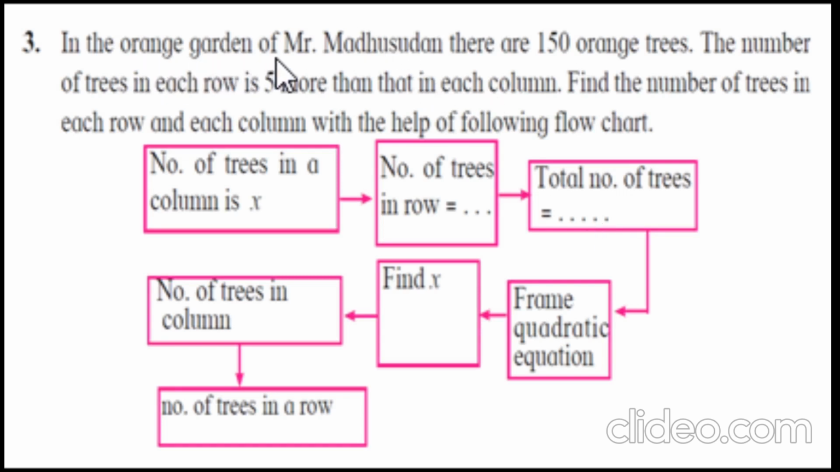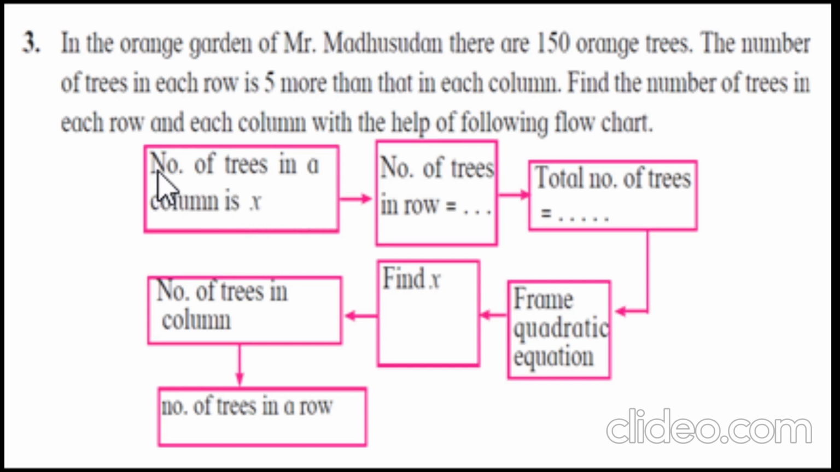In the orange garden of Mr. Madhusudan, there are 150 orange trees. The number of trees in each row is 5 more than that in each column. Find the number of trees in each row and each column with the help of the following flow chart. So we have to find how many trees are in rows and how many trees are in columns.